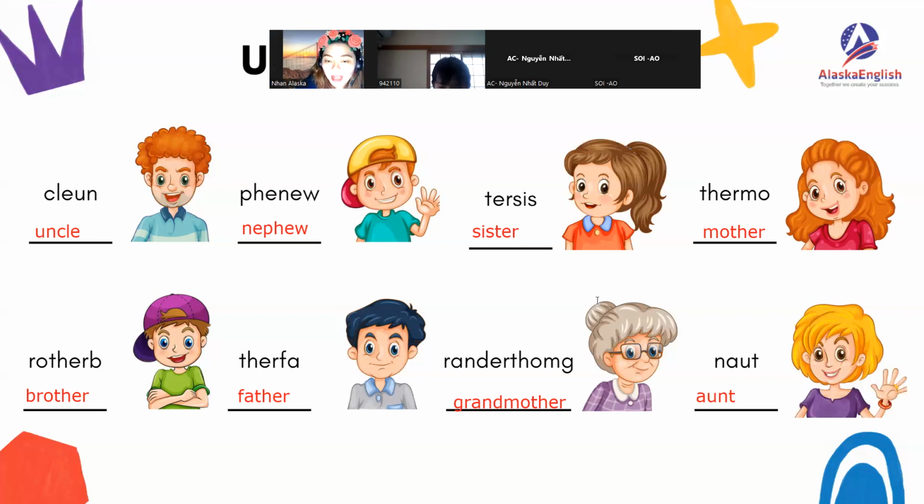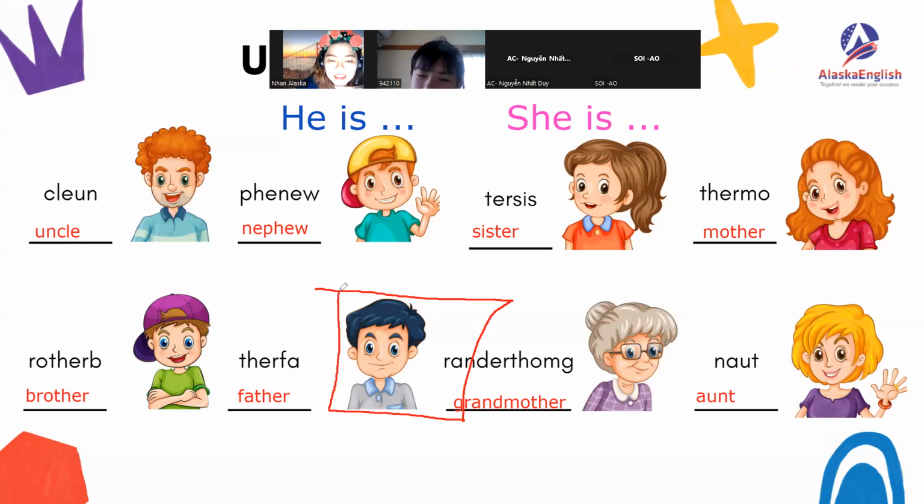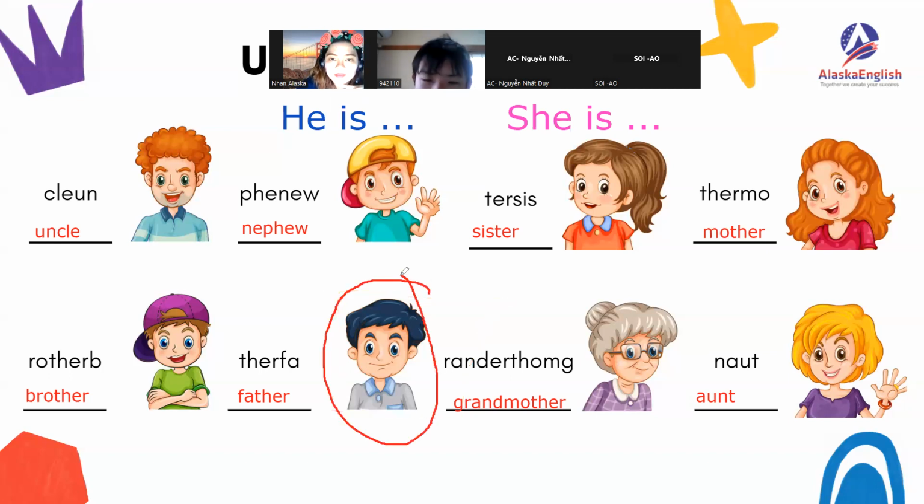So I'll be pointing my arrow to certain people, and then you're going to tell me what you are going to use. Are you going to use he is, referring to male, or are you going to use she is, referring to female? All right? Okay, now, let's start with this one. Teacher. Are you going to use he is or she is? He is. All right, you say he is father.